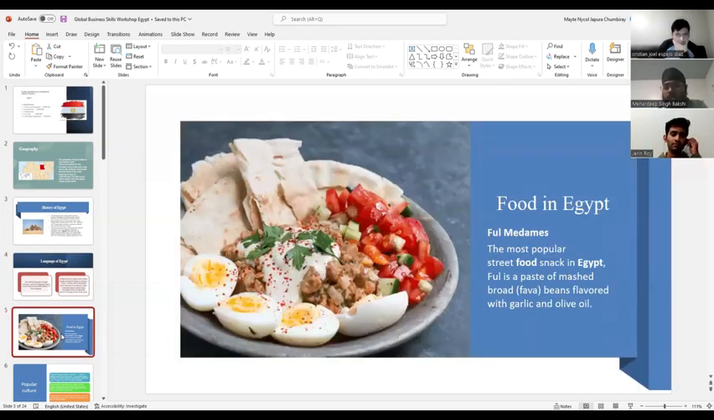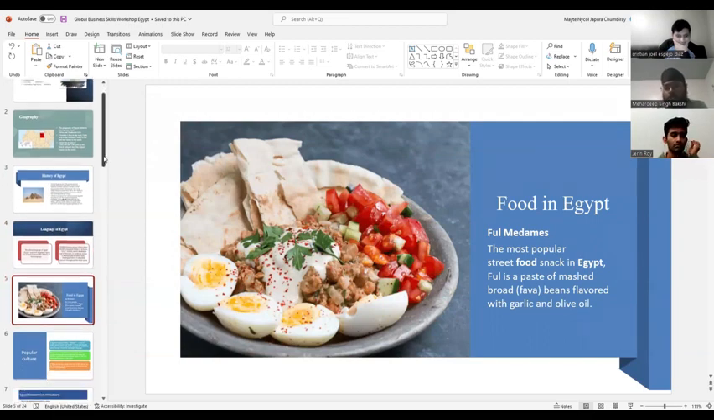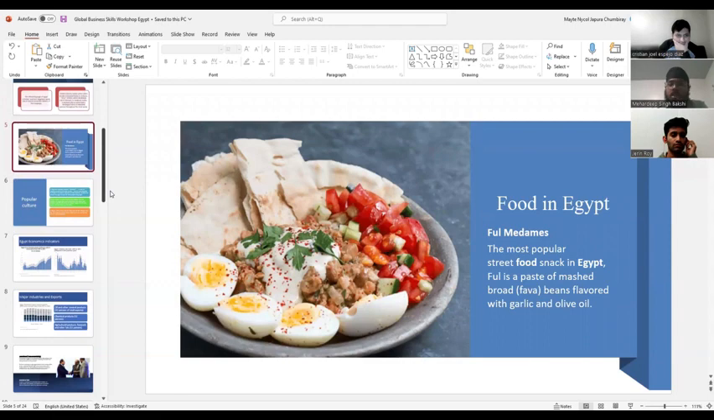Food in Egypt. Ful medames is the most popular street food snack in Egypt. Ful is a paste of mashed broad fava beans, flavored with garlic and olive oil.